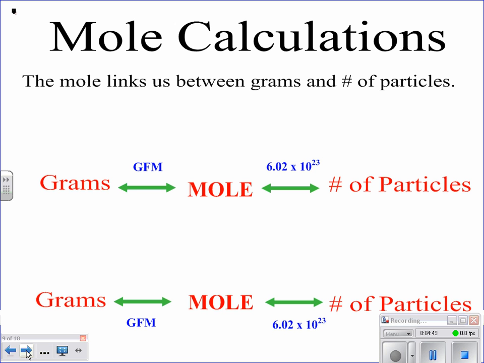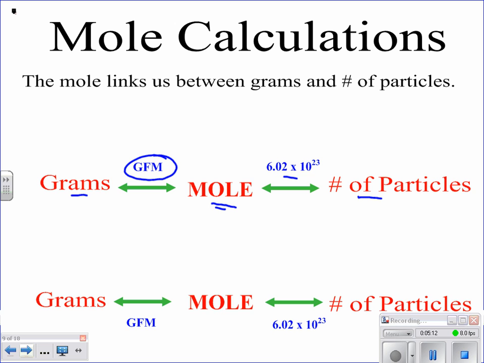What we did last semester was we just looked at one of these and we said, hey, if you've got it as grams, you can convert to moles by using your periodic table, your gram formula mass. Or once you've got it as moles, you can convert to particles, or vice versa. You can convert from number of particles to moles, but you can do that by using Avogadro's number.